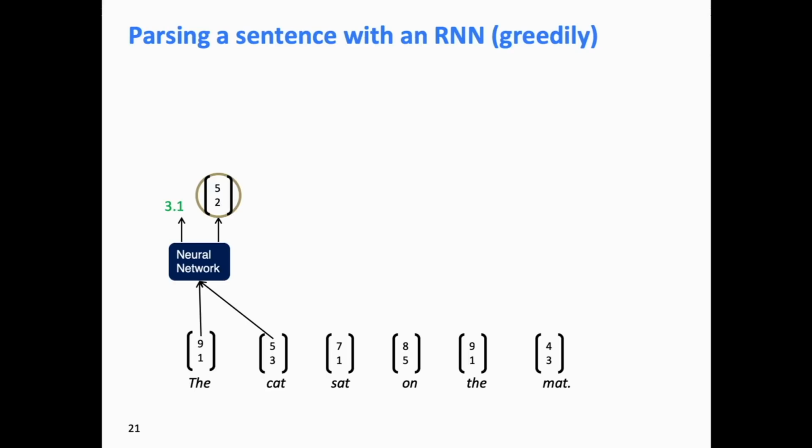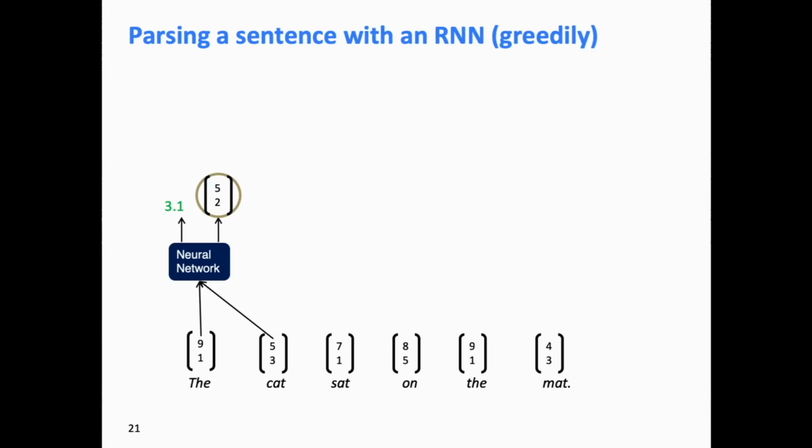The way we did this was in the simplest possible way, really, which was to have a greedy parser. So if we started off with the cat sat on the mat, what we could do is say, well, maybe you should join the and cat together. Let's try that, run it through our neural network.